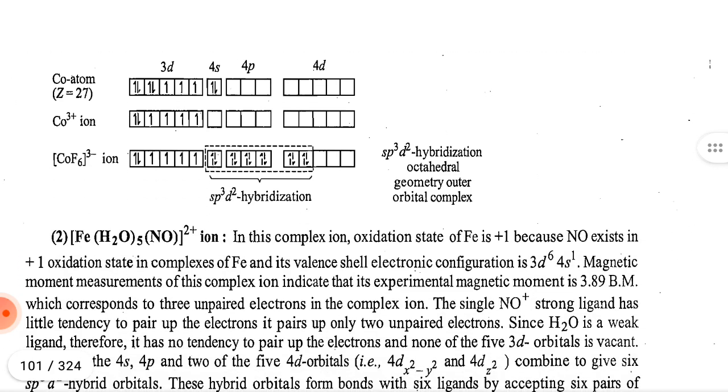So the cobalt atom: 3d will have 7 electrons, 4s will have 2 electrons, 4p and 4d will be empty. Co3+ ion will lose 3 electrons, and in 3d 6 electrons will be present. 4s, 4p, 4d will be empty. So in [CoF6]3- ion, F will give 12 electrons to form sp3d2 hybridization, octahedral geometry, outer orbital complex.